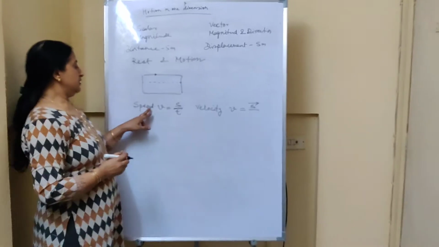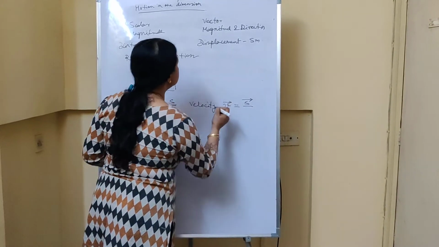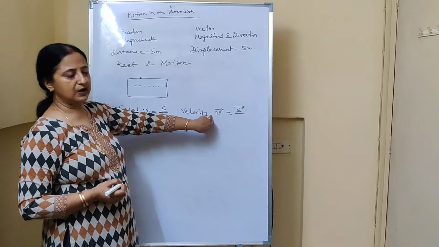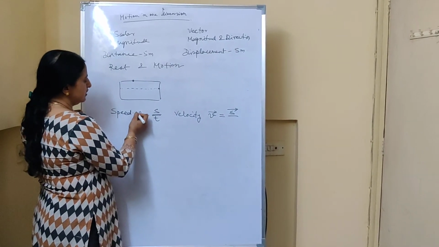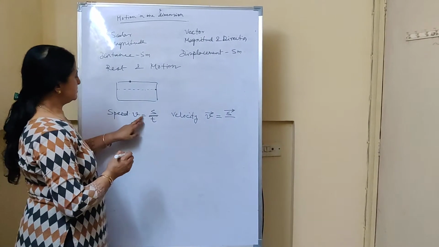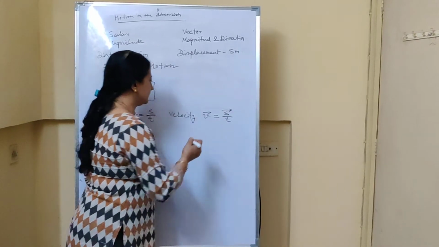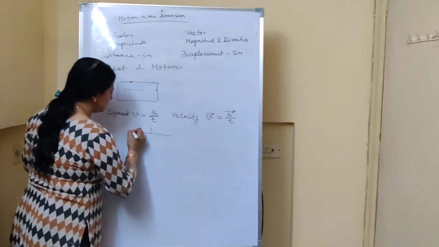And when we talk about velocity, it's a vector quantity. Vector quantity is having magnitude as well as direction. So we represent vector quantity with an arrowhead. And speed is a scalar quantity, so it is written only with V. So this is distance by time, this is displacement by time. Now speed and velocity, they can be uniform, they can be variable.